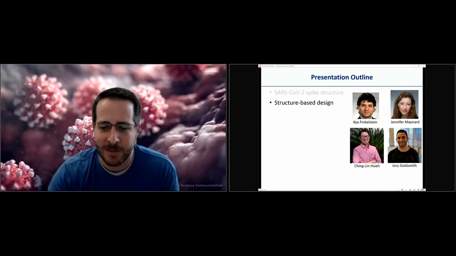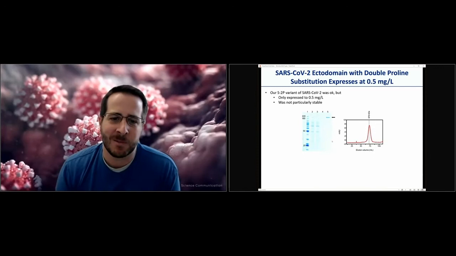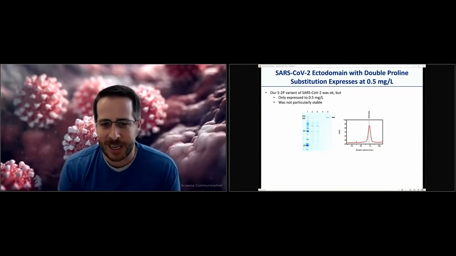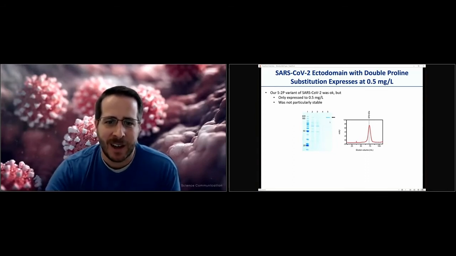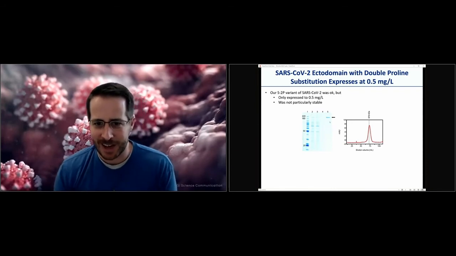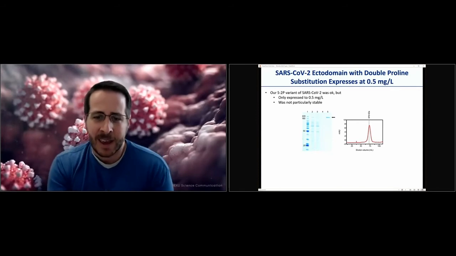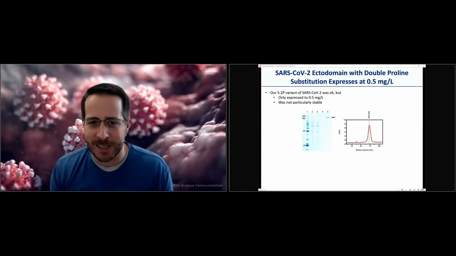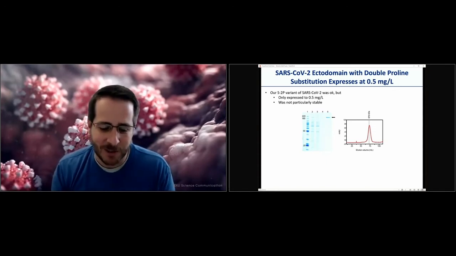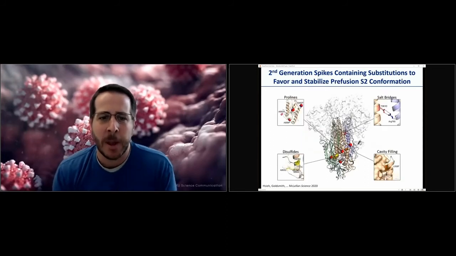That effort was led by my postdoc, Qianlin Xie, and grad student, Jory Goldsmith. What we really wanted to do was try and make spikes that were even more stable and expressed better. So the S2P variant was okay. We got about 0.5 mg per liter, but it wasn't very stable in our hands. It didn't survive multiple freeze-thaws, and we had a lot of feedback from the scientific community. We had shipped that plasmid to over 100 people. Barney had shipped it to over 100 people, and people were just having a really hard time making spikes. So we wanted to do better.